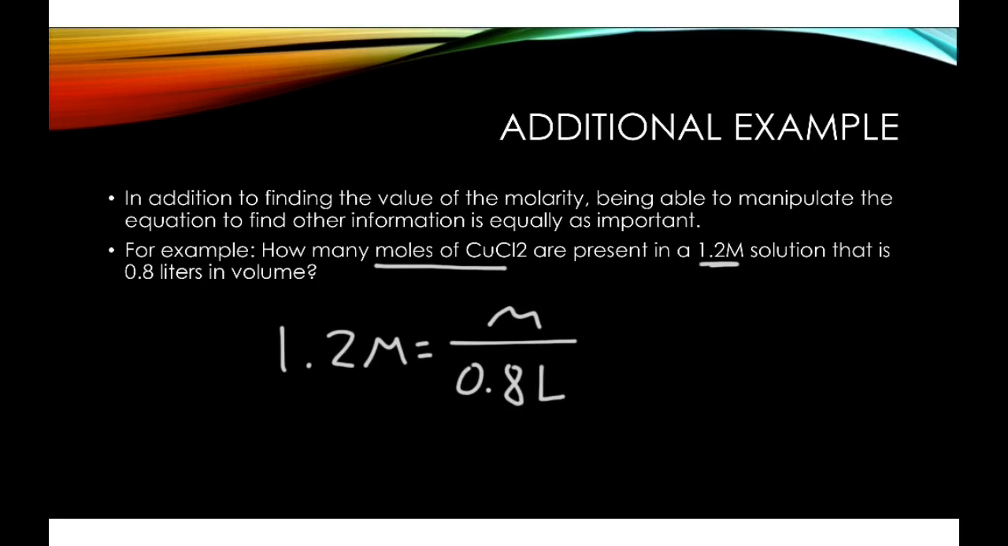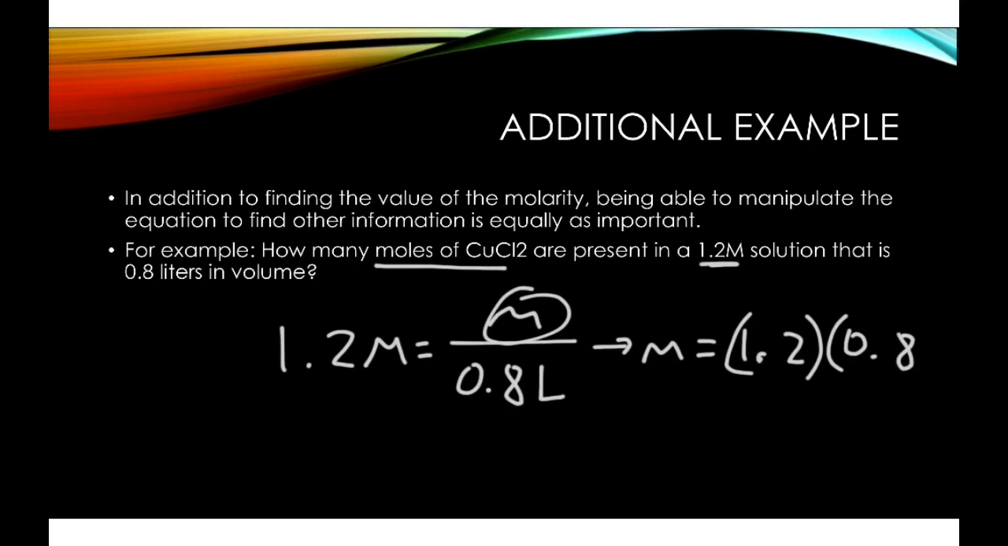Instead of dividing my moles by my liters, I'm going to change the equation around to go in my favor, essentially. So I'm going to multiply both sides by 0.8 liters so I can isolate my m on top, because if I multiply by this fraction, I'm going to undo the division. So I get my moles is equal to my 1.2 molar times my 0.8 liters. And so you're going to carry out that operation.